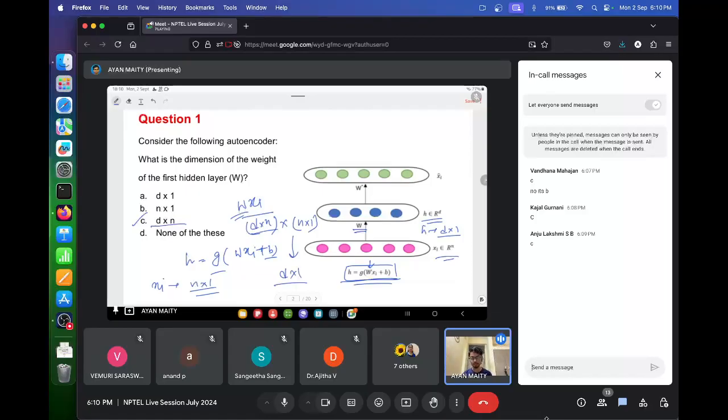So this is basically whether you understand matrix multiplication compatibility or not. If it is D cross n, only then you will be able to multiply it with the xi vector, which is n cross 1, and the output would be a vector of shape D cross 1. So the correct answer is option C, D cross n. So is there any doubt in this question? It's basically the shape of W would be the number of units in the next layer multiplied by the number of units in the previous layer. The number of units in the next layer was D, and the number of units in the previous layer was N. So it will become D cross N.